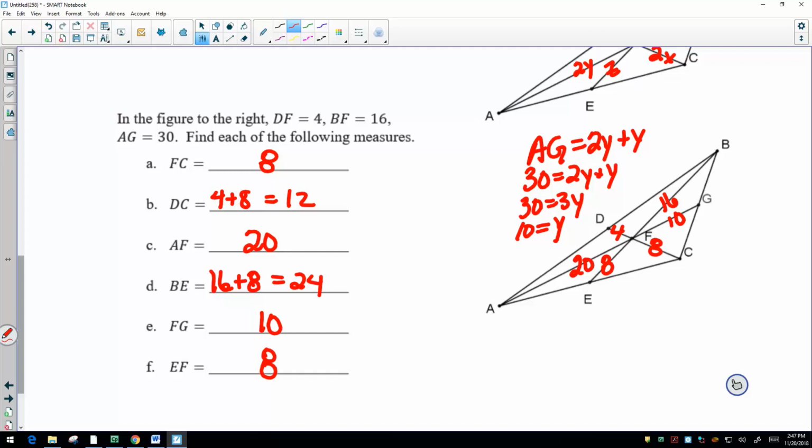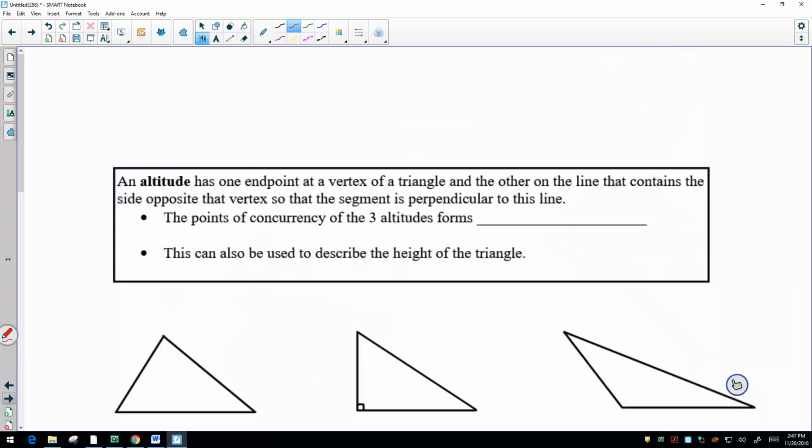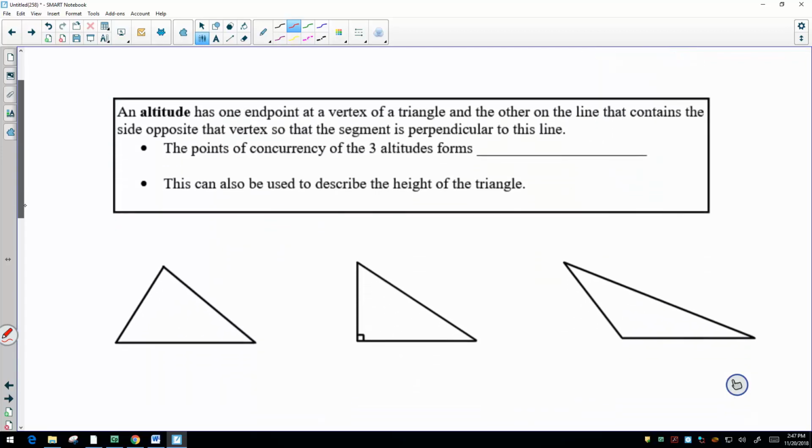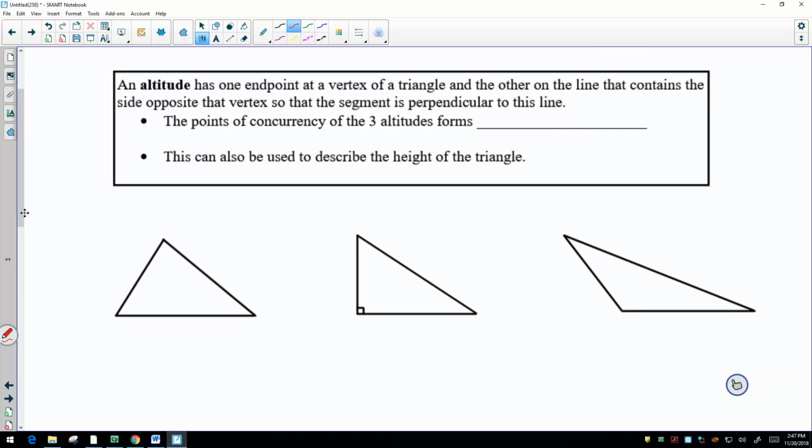And then the last segment that we have, so we have 4 special segments here, is an altitude. An altitude has an endpoint at a vertex and the other on the line that contains the side opposite that, and the segment is perpendicular. So in other words, it's a perpendicular line. It starts at a vertex, goes to the opposite side, and it's perpendicular. It does not have to be at a midpoint, it just has to be perpendicular. So the point of concurrency of the 3 altitudes forms what's called the orthocenter.